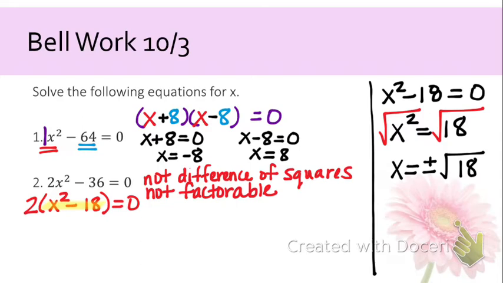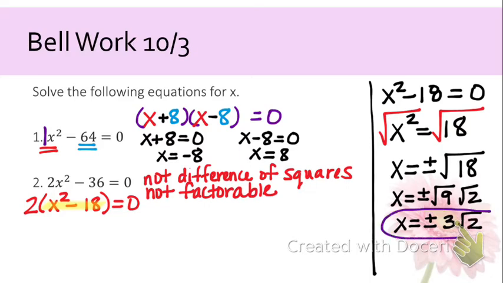However, do we have a number in our list of perfect squares that will go into 18? 9. 9 is a factor of 18. And 9 times what is 18? So we're going to actually break this apart to plus or minus the square root of 9 times 2. So 9 is a perfect square, and the square root of that is 3. So this would be your final answer for that second question.